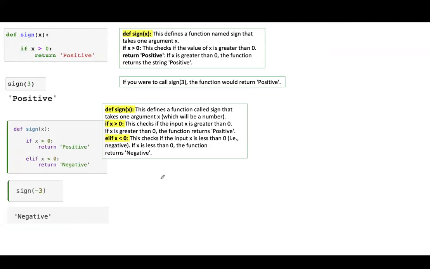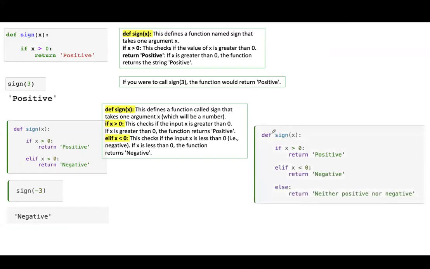And again, what if we have 0 here? We define our function, pass in the argument. If x is positive, it returns positive. If x is negative, it returns negative. Else, it returns neither positive nor negative. So if I call the function and pass in 0, I expect to get neither positive nor negative. As you know, 0 is not positive and it's not negative.